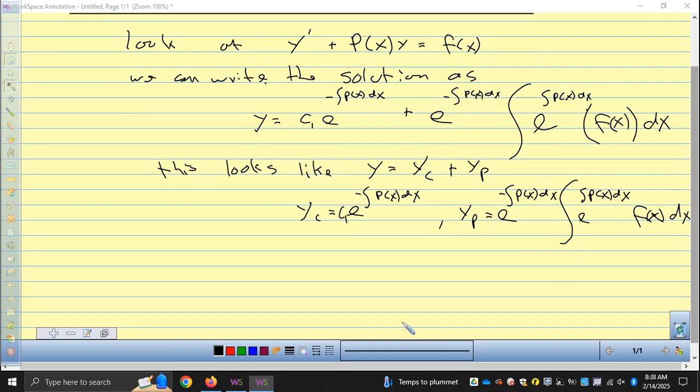And we would see if we set y prime plus p of x y equals 0, that is a separable equation, and this is the solution to that homogeneous equation. So we can think of this as the complementary solution plus a particular solution for the non-homogeneous equation. So let's look at a different method of thinking about this equation to find this solution. And that different method is the method that we'll use for second-order differential equations.